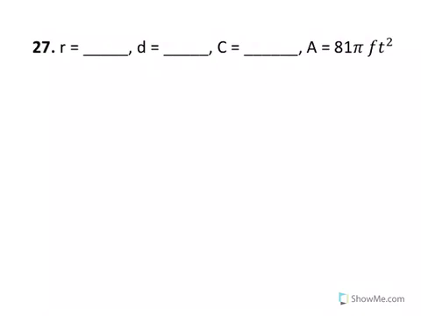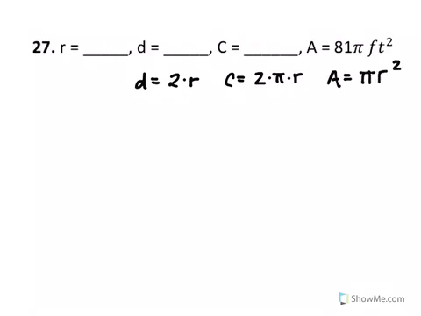So our diameter is simply equal to 2 times the radius. The circumference is equal to 2 times pi times the radius. And the area is equal to pi r squared.